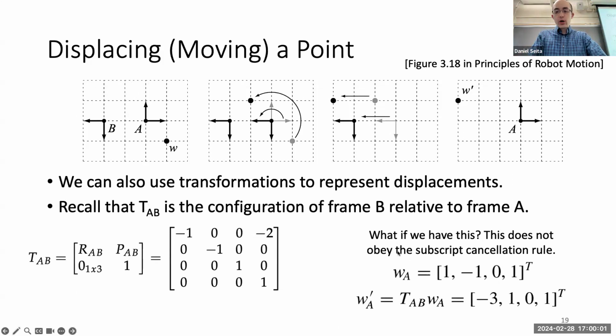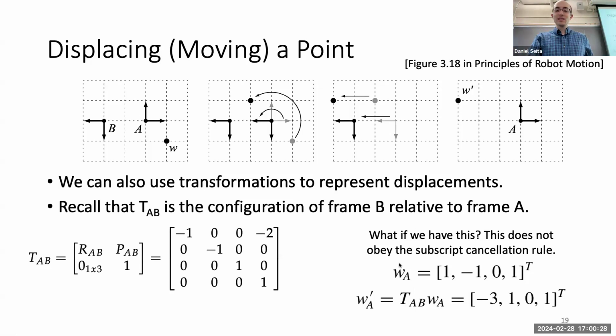Now, what if we have this? So if we decide to do this operation, here's the matrix, here's the vector, which is 4D because we have to make the matrix algebra work. You have WA, but what happens here? You have TAB times WA. So you cannot use the subscript cancellation rule because what you need is to make sure that you have WB if you were to use the subscript cancellation rule.